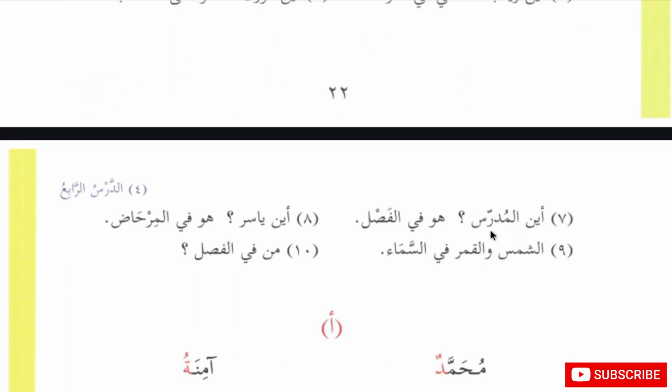أين المدرس? Where's the teacher? هو في الفصل, he is in the classroom. أين ياسر? Where's Yasser? هو في المرحاض. مرحاض is a toilet. الشمس والقمر في السماء. The sun and the moon are in the sky.